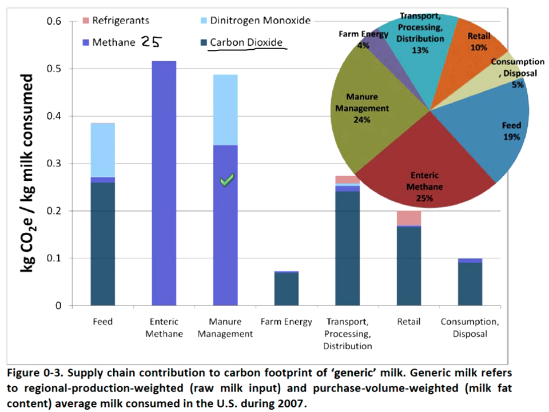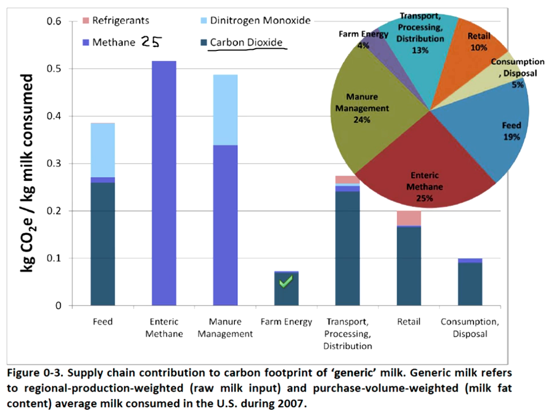Let's look at the other biggies: carbon dioxide in the transportation, processing, and distribution. That's mainly from emissions from the energy used in the transport, processing, and distribution. So we have some leverage there to make those more efficient. Probably not big numbers. Same with retail. That's refrigeration and all the energy that goes into retail.